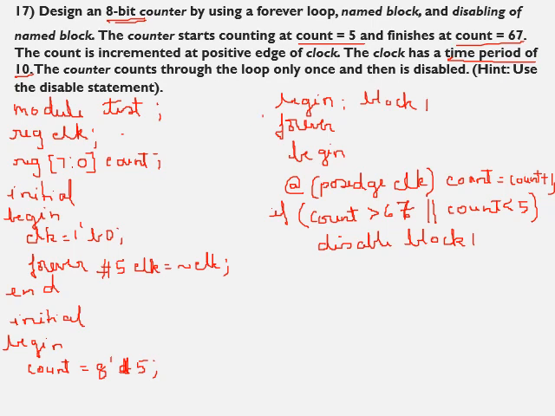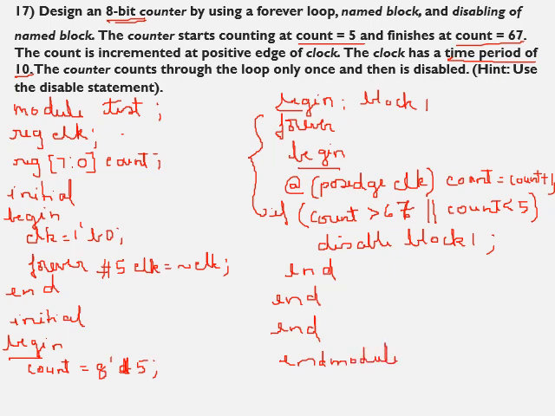So inside this block, what I am doing, I am incrementing the counter for every positive edge of the clock. So once it becomes greater than 67, it has to come out of the block. So that is what is done here. So this counter needs to be implemented only once. So this end is for this begin, one more end for this begin, and one more end for this begin, finally end module. Okay. Thank you.